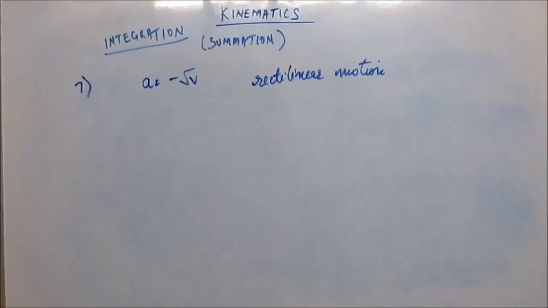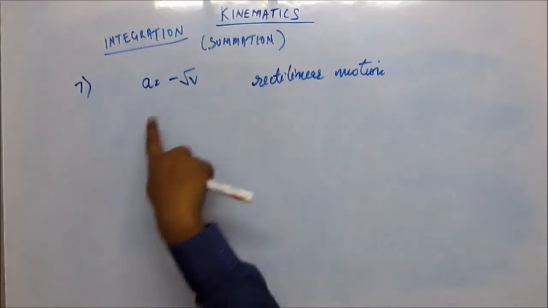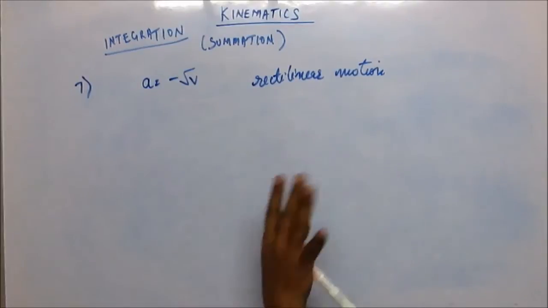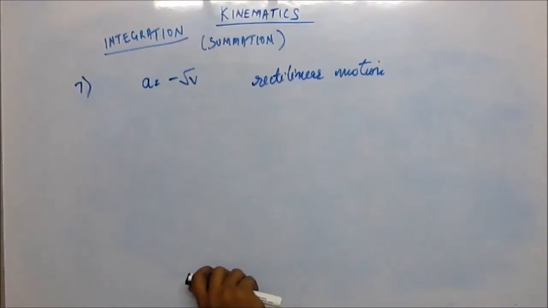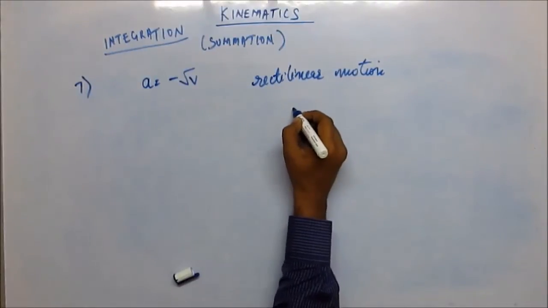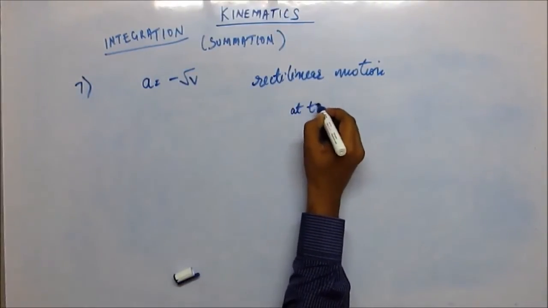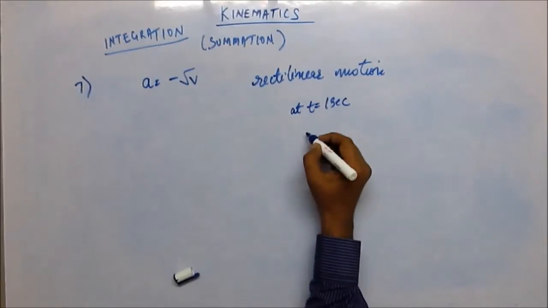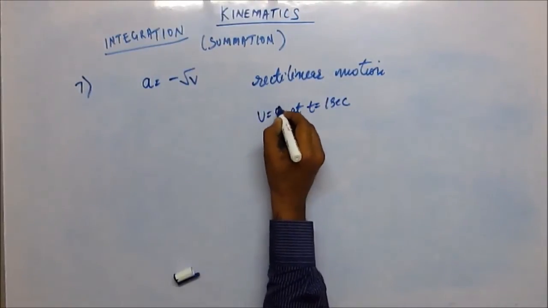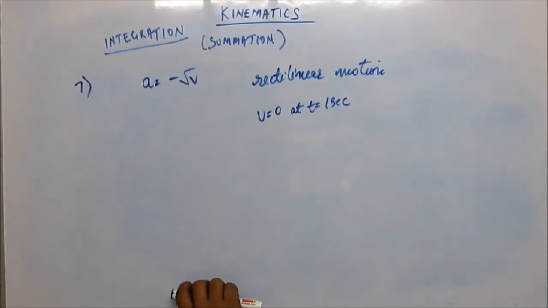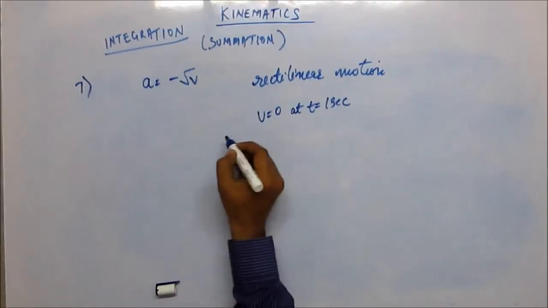Okay, in this problem it has been given that acceleration is negative of square root of velocity and the motion of the body is rectilinear. It is moving in a straight line. And it is also given that the body comes to rest at t equal to 1 second. Obviously that means that velocity is equal to 0 at t equal to 1 second. So they are asking what is the initial velocity.